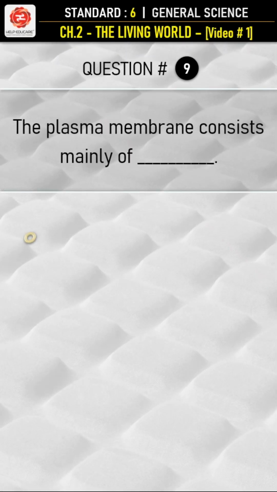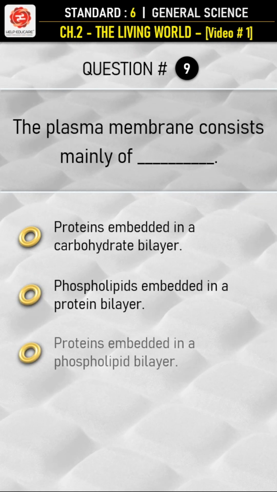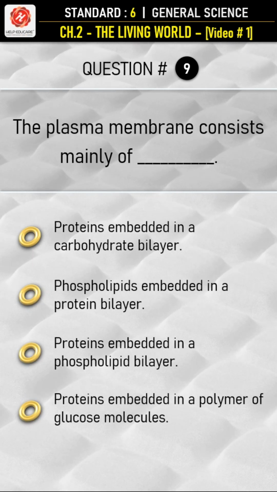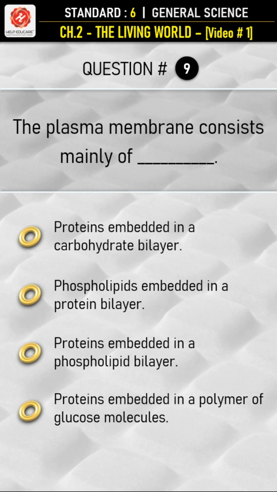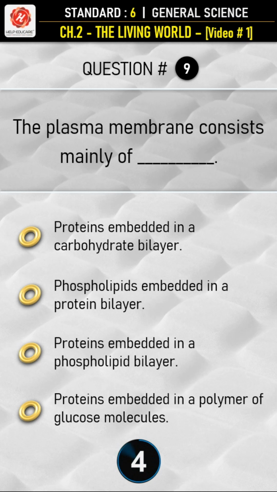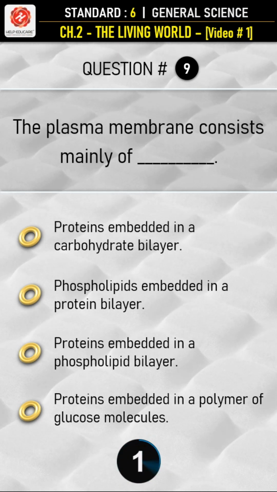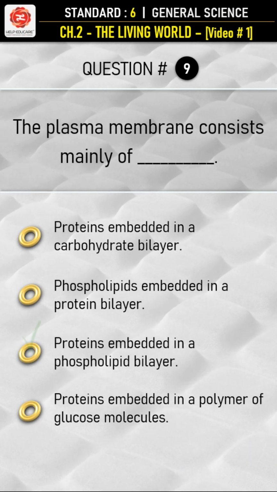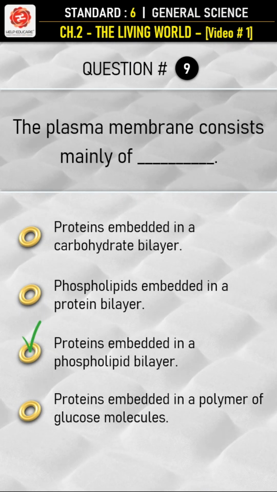Question number 9. The plasma membrane consists mainly of dash. First option, proteins embedded in a carbohydrate bilayer. Second option, phospholipids embedded in a protein bilayer. Third option, proteins embedded in a phospholipid bilayer. Fourth option, proteins embedded in a polymer of glucose molecules. Answer will be shown after 5 seconds. Your time starts now. Correct answer is proteins embedded in a phospholipid bilayer.